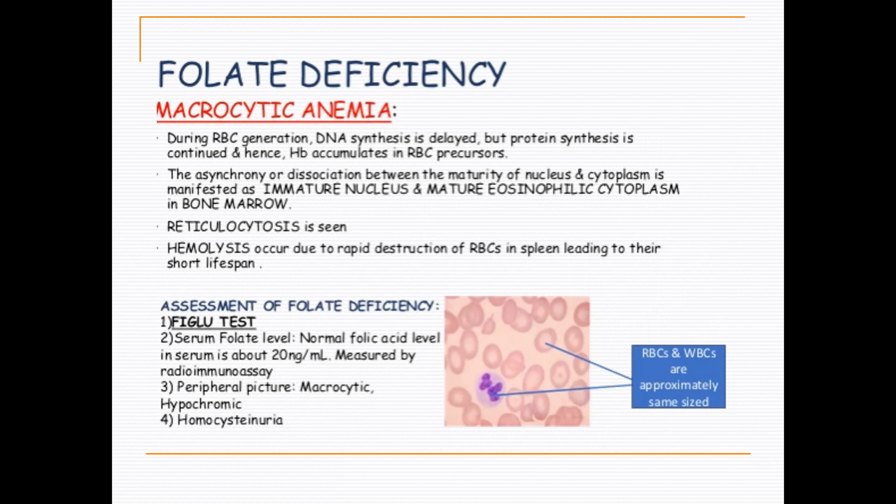We check the serum folate levels. The normal folic acid level in serum is about 20 nanograms per ml, measured by radioimmunoassay, and in the peripheral picture we can see macrocytic hypochromic anemia.